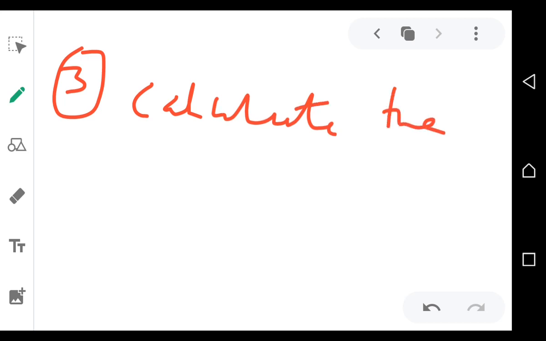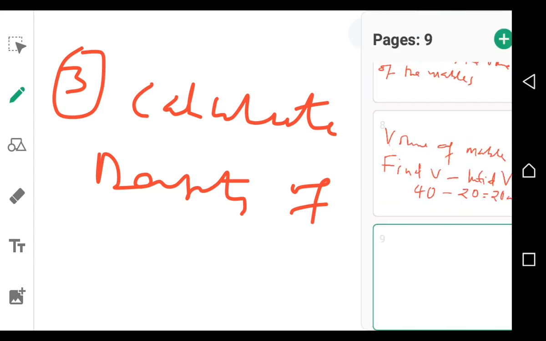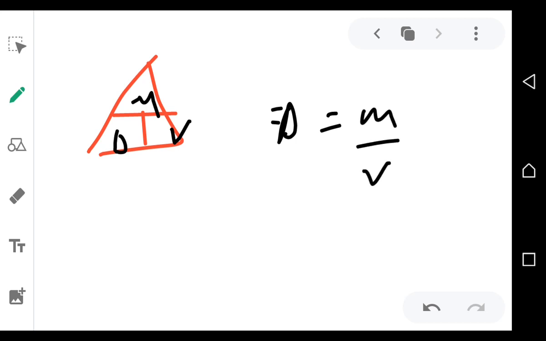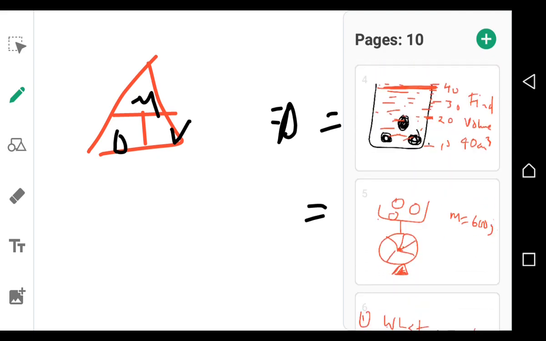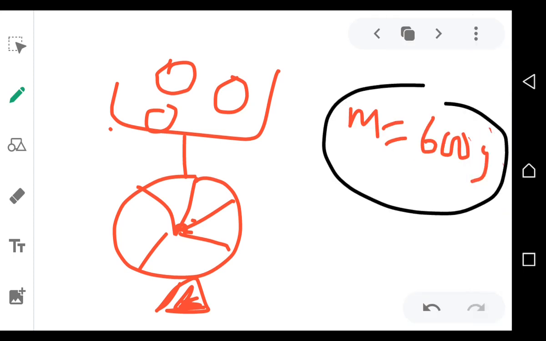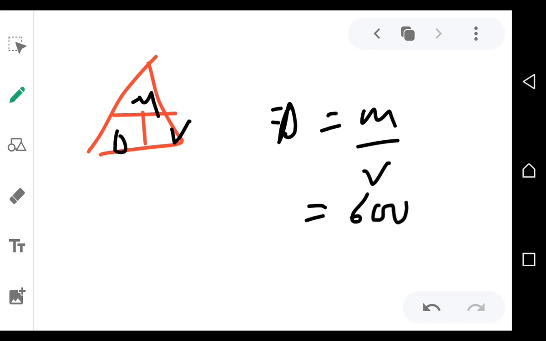The third question: calculate the density of 3 marbles. So you already know the mass and volume of 3 marbles. You do your formula there. You remember this formula: density is equal to mass over volume. What's the mass? You remember when we measured the mass using our beam balance, the mass was 600. So the mass of 3 marbles is 600.